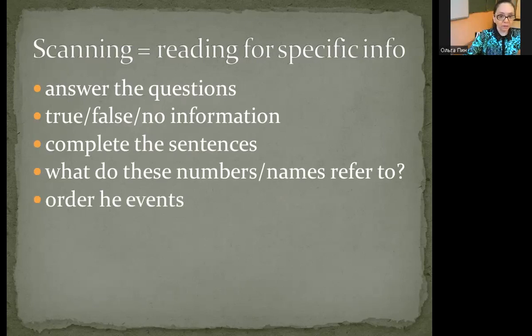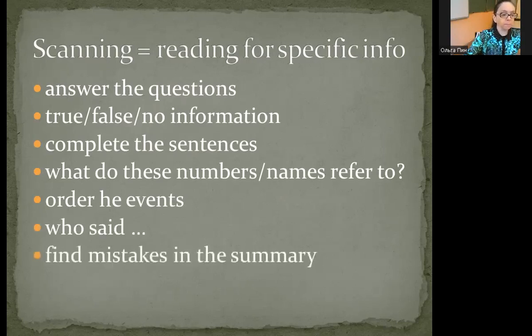Order the events. Mind you, ordering the pictures is for general understanding. Ordering the events is for detail. Who said blah, blah, blah? Find mistakes in the summary. Not making up the summary yet, but finding mistakes in the summary. And running race. So I think this needs some clarification.